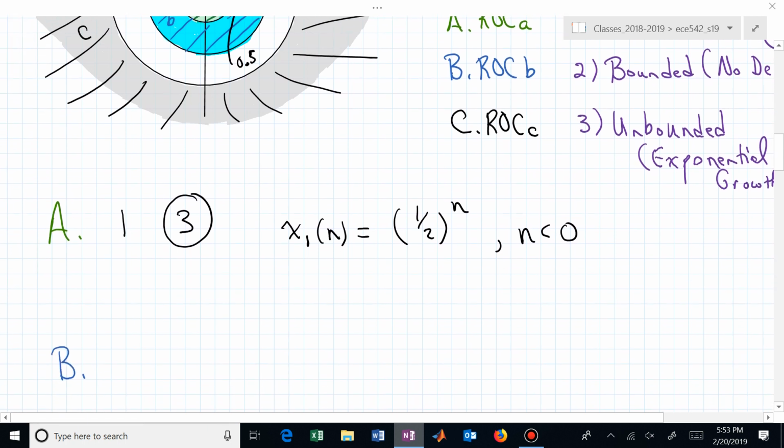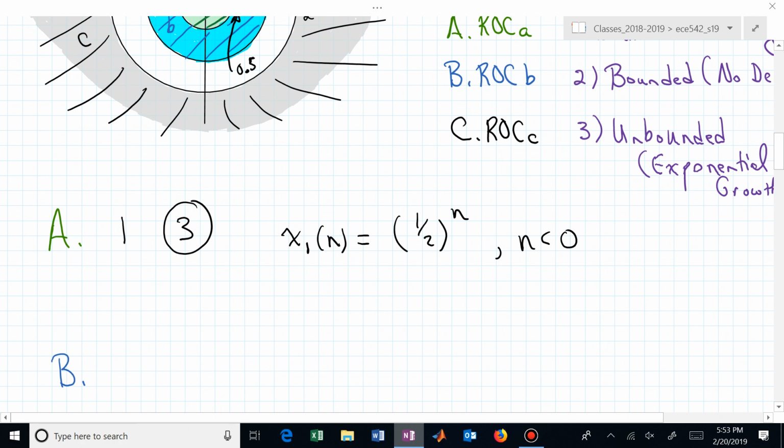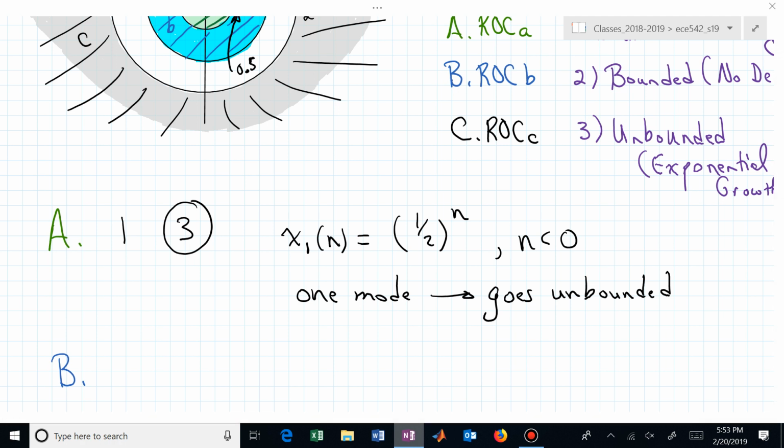What about B? So this is just one of the modes. Not all 3 actually go unstable. How many modes does it take for an unbounded response? Just 1. And there's the 1. The other 2 are well behaved, in fact. They do decrease or decay.